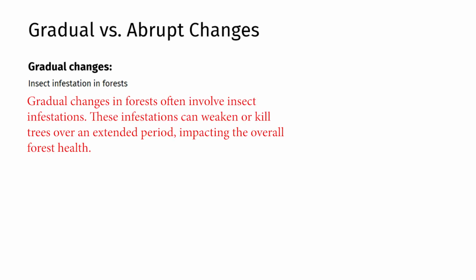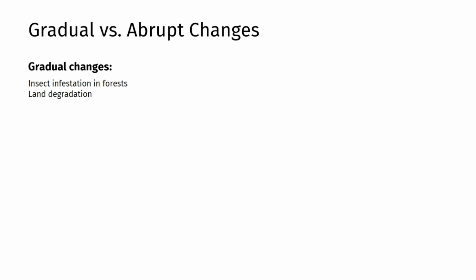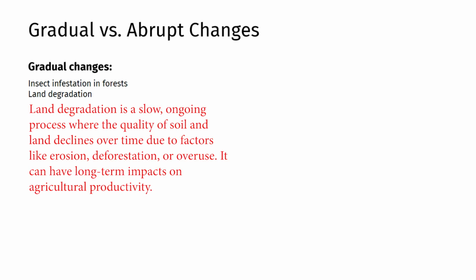Some examples include insect infestation in forests. Gradual changes in forests often involve insect infestations. These infestations can weaken or kill trees over an extended period, impacting the overall forest health. Land degradation. Land degradation is a slow, ongoing process where the quality of soil and land declines over time due to factors like erosion, deforestation, or overuse. It can have long-term impacts on agricultural productivity.